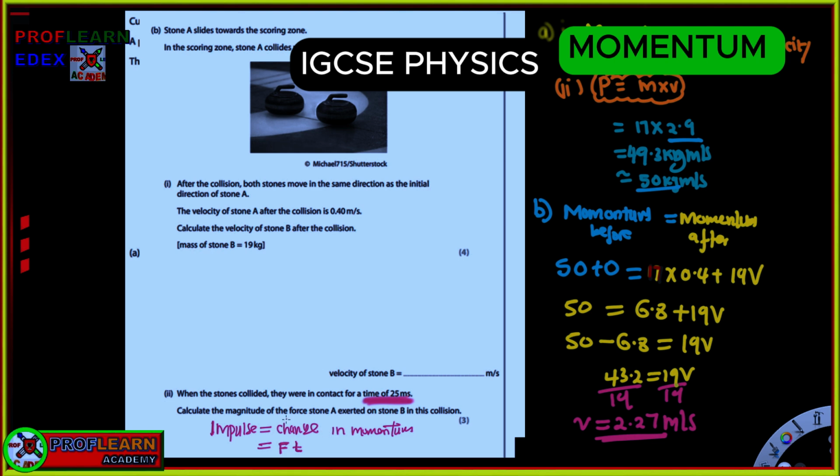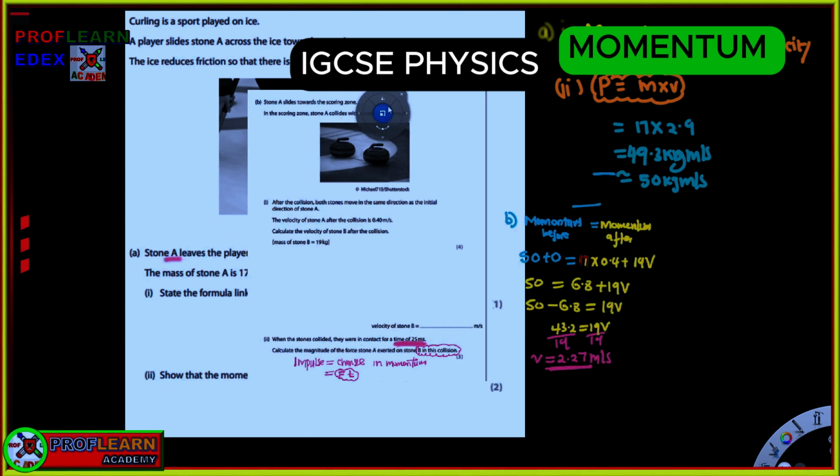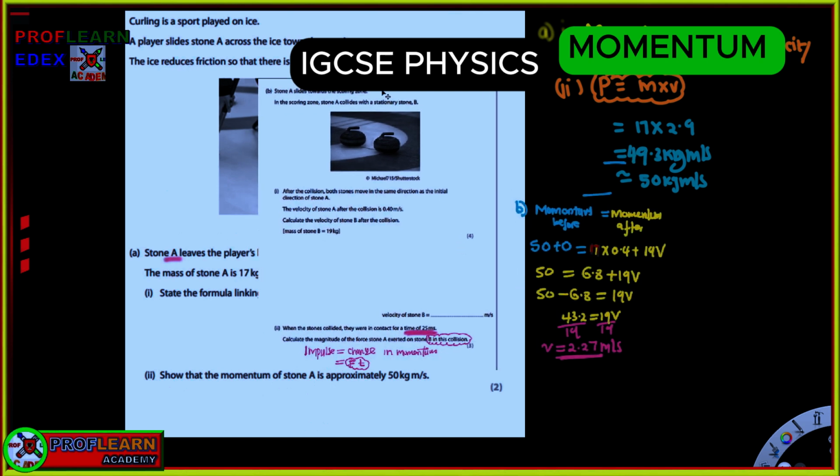So we need to know the change in momentum for B. Then we use it to work out the force that was exerted on it. How are we going to go about that? This is what we are going to do.